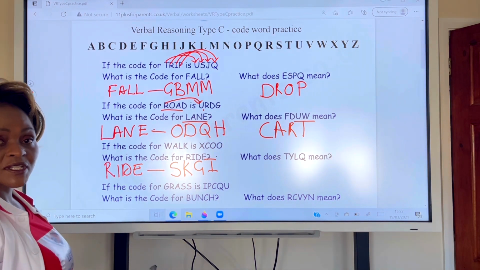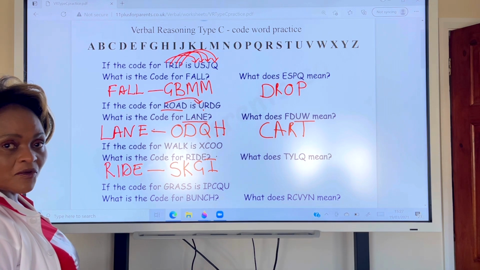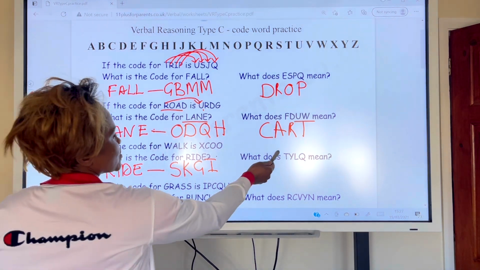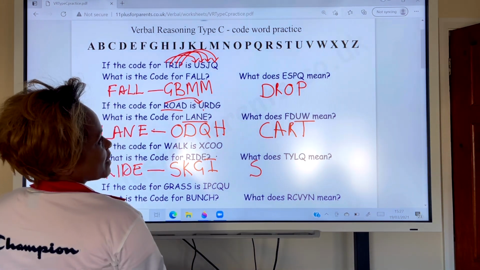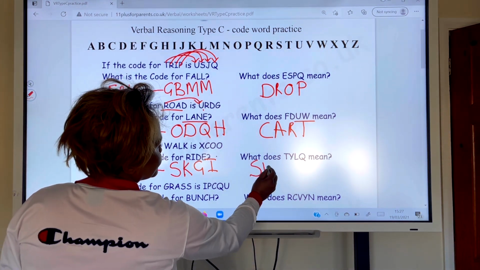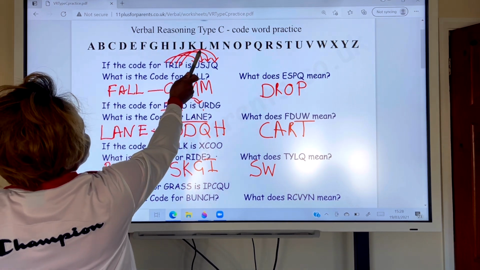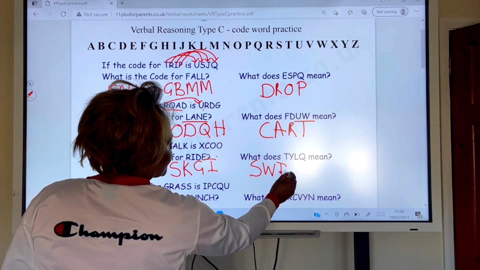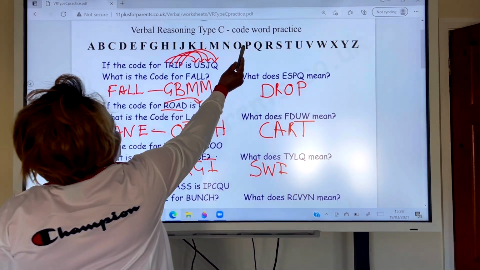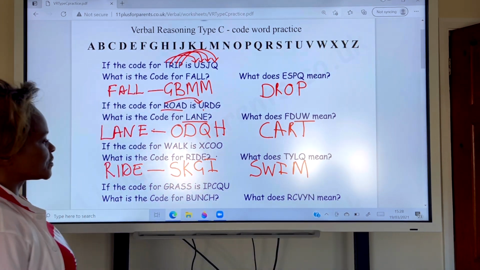Now I need you to decode. We did +1, +2, +3, +4, so I'm going backwards the same way. T backwards 1 is S. Y backwards 2 would be W. L backwards 3, 1, 2, 3, so that would be I. And Q backwards 4, 1, 2, 3, 4, M. So the word would be swim.